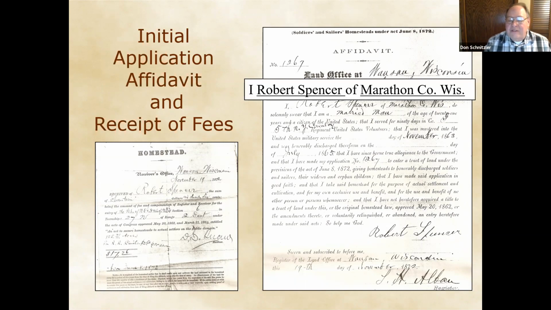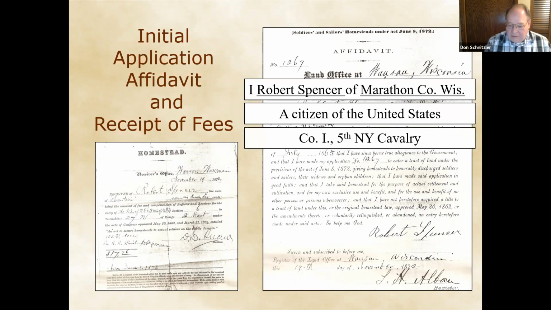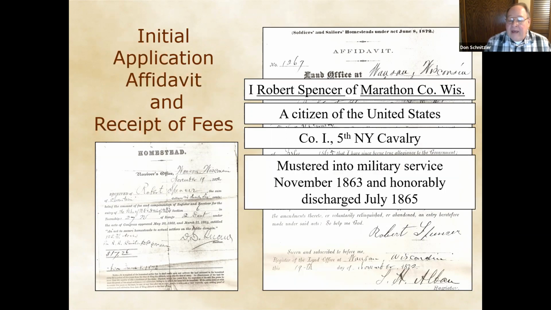And it goes through and you can see I, Robert Spencer of Marathon County, a citizen of the United States, that he had served in Company I, the 5th New York Cavalry, and that he mustered into service November 1863 and was honorably discharged July 1865.